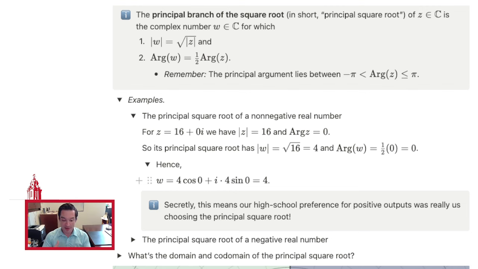So that gives us a little bit of a reality check: when we define the principal square root, we're making a choice, but it's the same type of choice that we would have made in the high school curriculum when we prefer the positive valued square root over, say, the negative valued square root function.